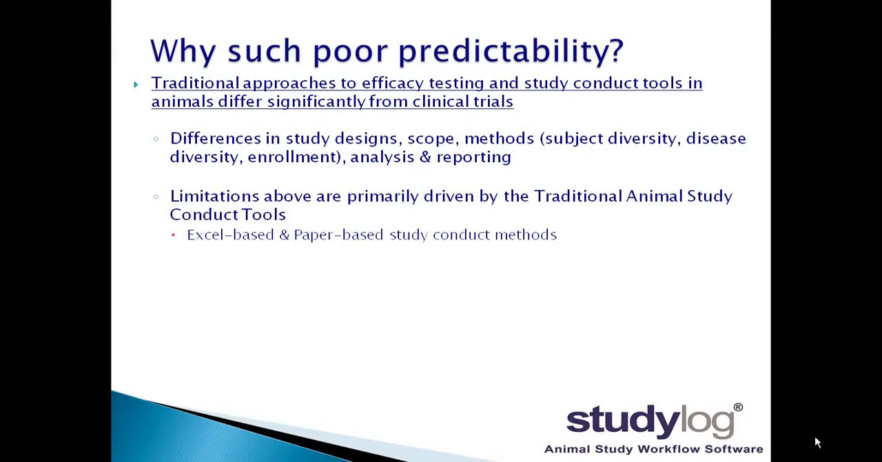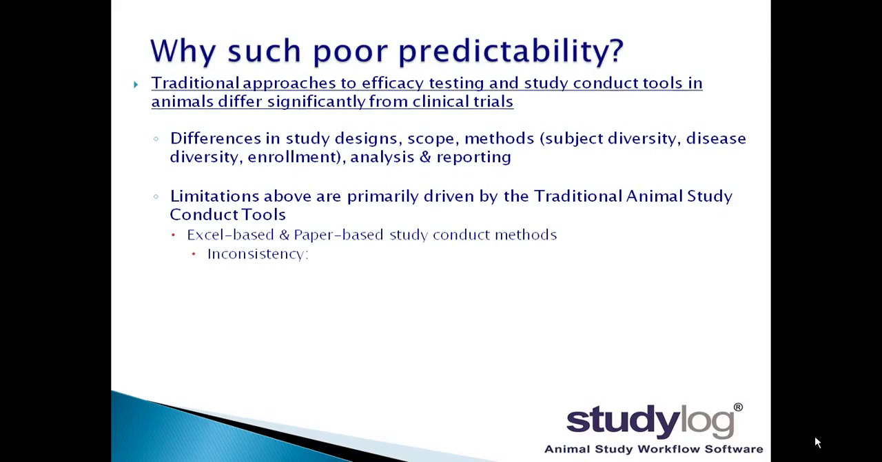And this is driven primarily due to the limitations in our traditional animal study conduct tools, which unfortunately still in 2015 are Excel-based with a hodgepodge of other analytical approaches such as GraphPad Prism or R or SAS. And we see a great number of labs that are still using paper plus Excel. So effectively, we're using a more manual approach with Excel and these other tools.